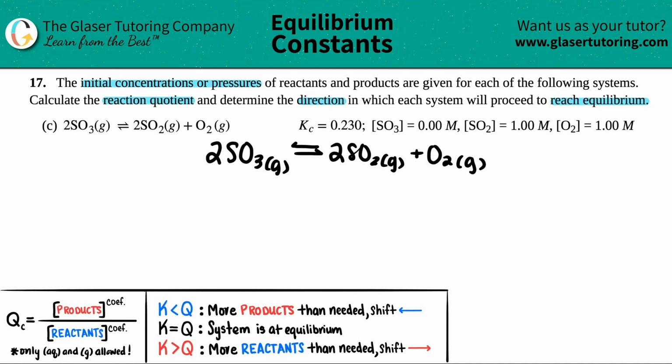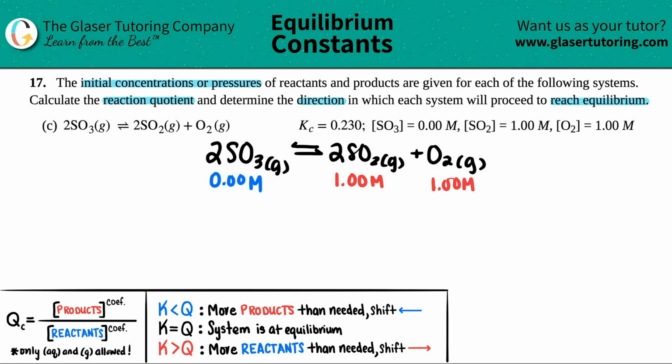Next thing I'm going to do is write down all of the information that's given. So for the SO3, they told us that we're starting with none of this. 0.00 molarity. That's fun. SO2, they told us that we're starting with 1.00 molarity. And for the O2, we're starting with 1.